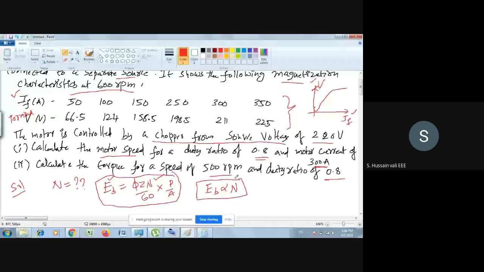Of course, this current is also there. I will write phi also, because in the case of the DC series motor, phi is also important. The remaining ones are constants. Then what's next? Can I say that EB is proportional to IA into N?